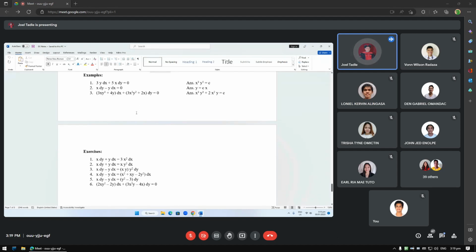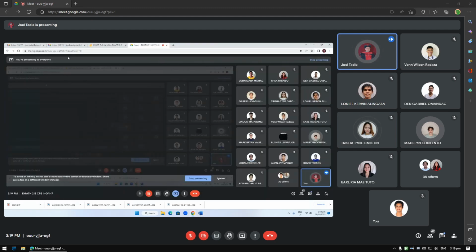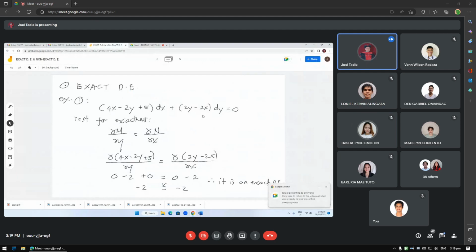So kung humana mo, guys, og screenshot ani mo shift ta og Jamboard para ma-discuss nato ang example sa exact o sa non-exact differential equation. Humana na ninyo og screenshot. Ano, sir? Okay. So mo shift ta og Jamboard, guys. Alita sa Jamboard. Nakita ninyo ang Jamboard na to? Hello? Nakita ninyo? Yes, sir.